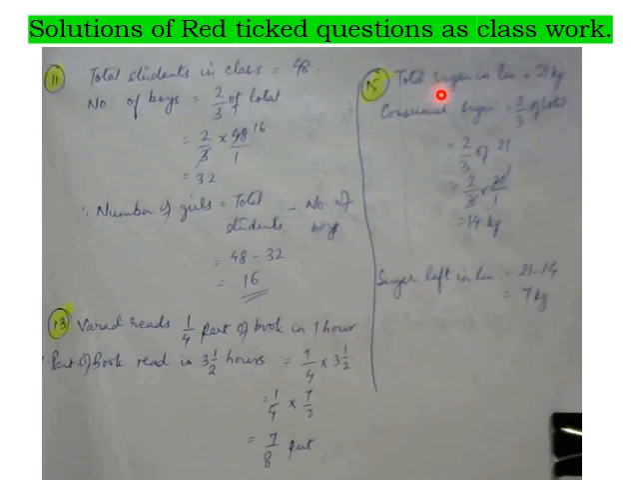Question number 15 says, a tin contains 21 kilogram of sugar. If 2 by 3 of it has been consumed, how much sugar is left in the tin? Consumed means it's finished. So they are asking how much is left. So total sugar in tin is 21 kilogram. Sugar consumed is 2 by 3 of total, that is 2 by 3 of 21. So 2 by 3 of 21 will give you 14 kilogram. So sugar left in tin is equal to 21 minus 14, that is 7 kilograms of sugar.